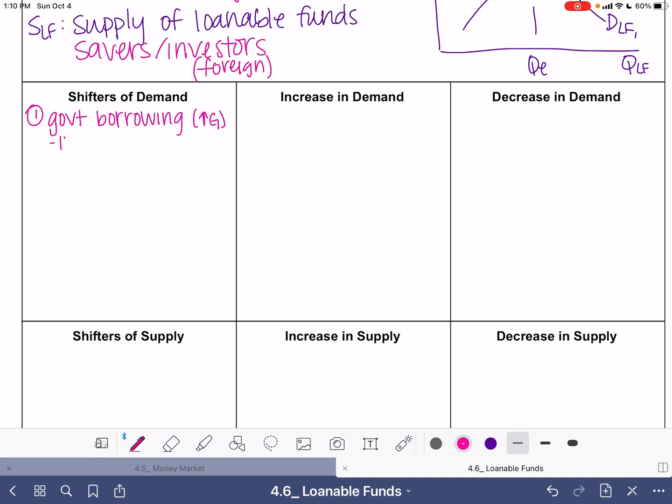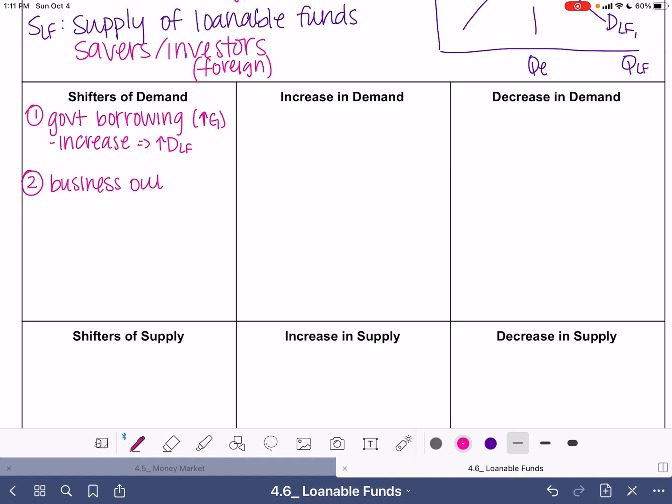So when we have an increase in borrowing, so an increase in government spending, that's going to increase our demand for loanable funds. And this will happen when the government is at a deficit, when they're deficit spending. And then our second shifter of the demand for loanable funds is business outlook.